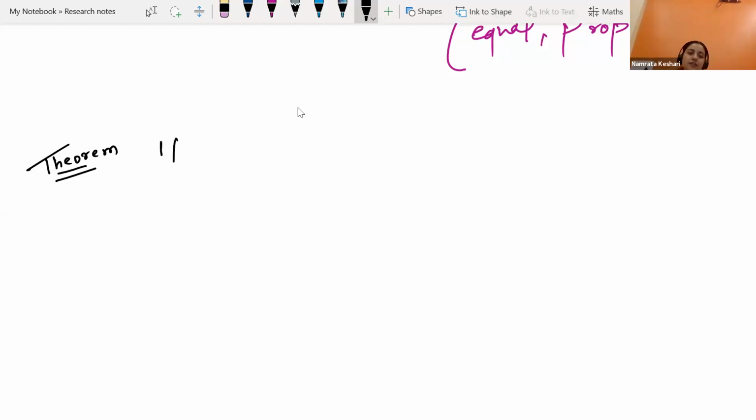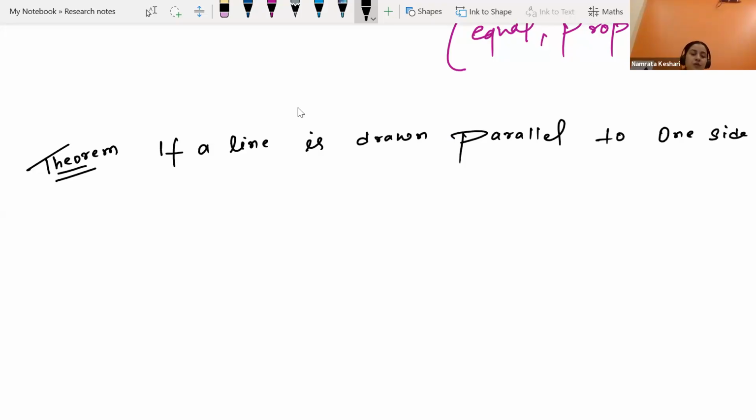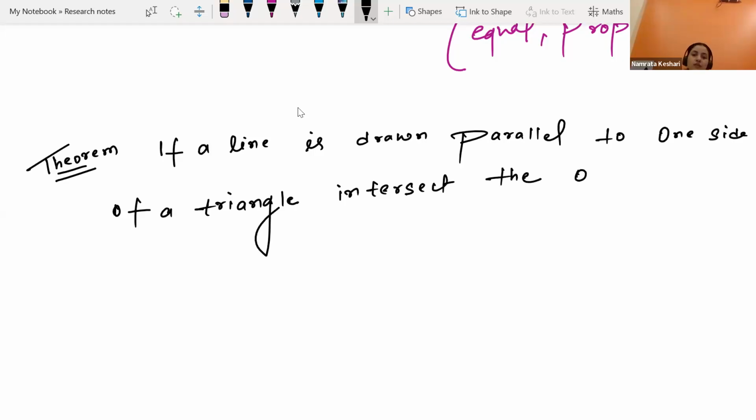So the statement says: if a line is drawn parallel to one side of a triangle to intersect the other two sides in distinct points.